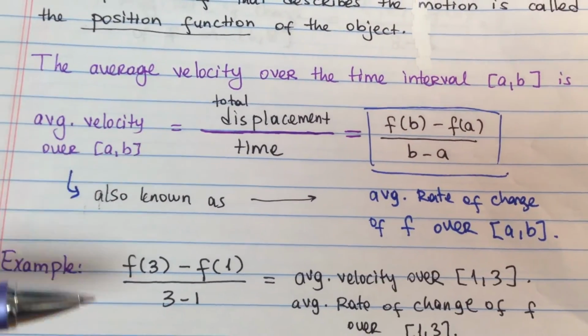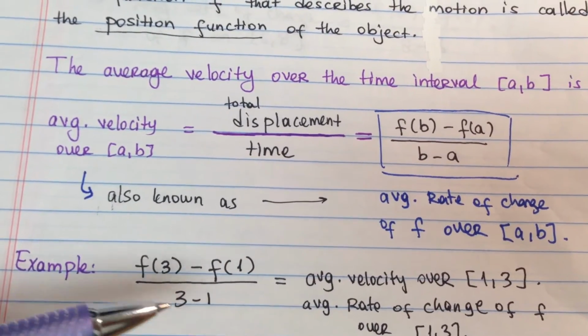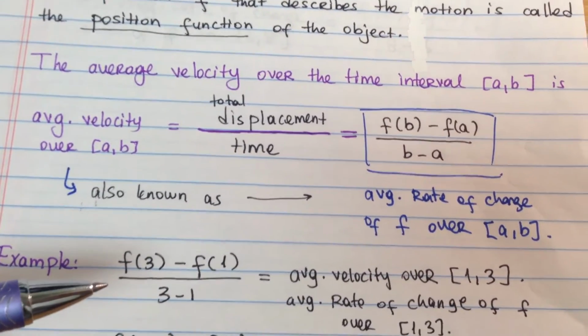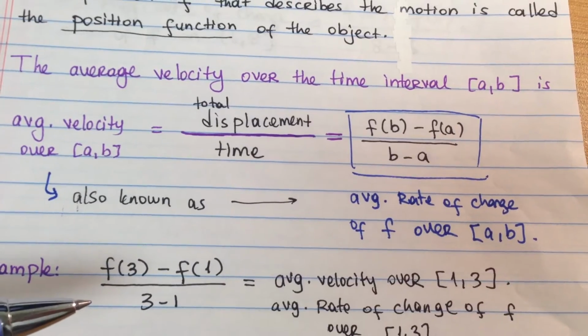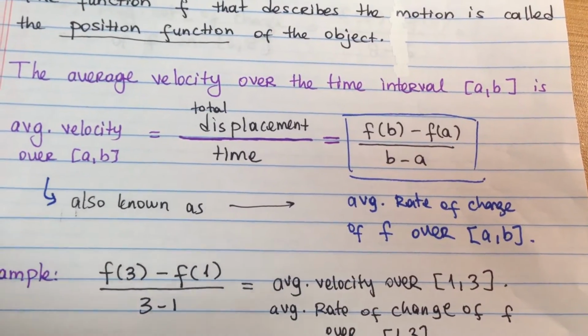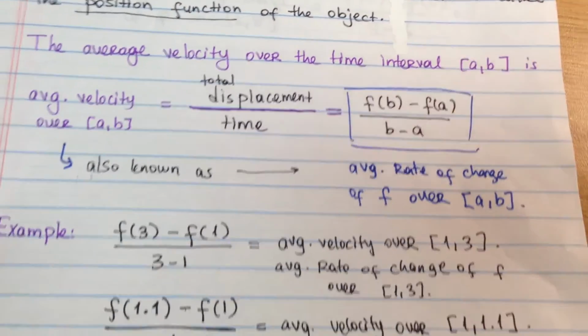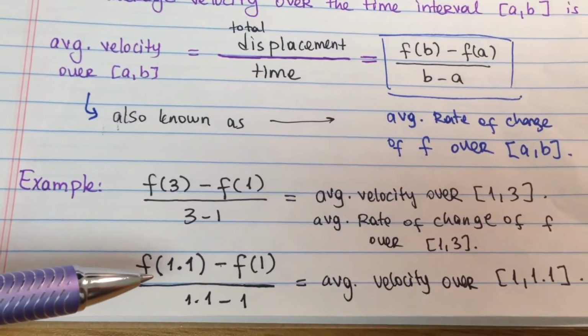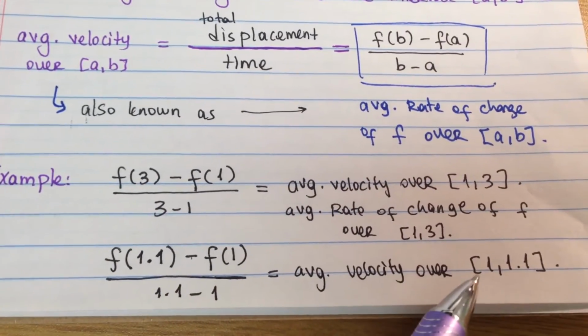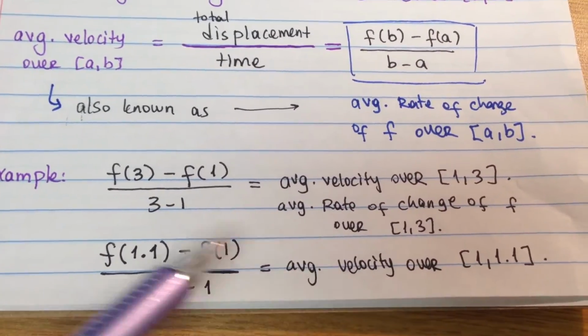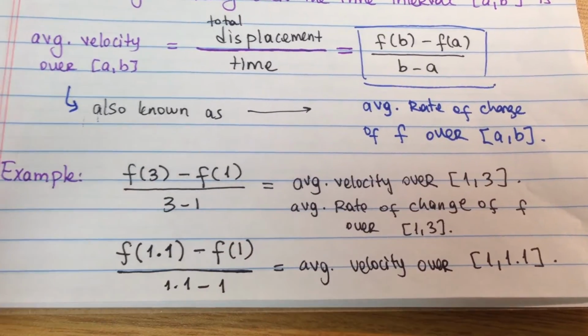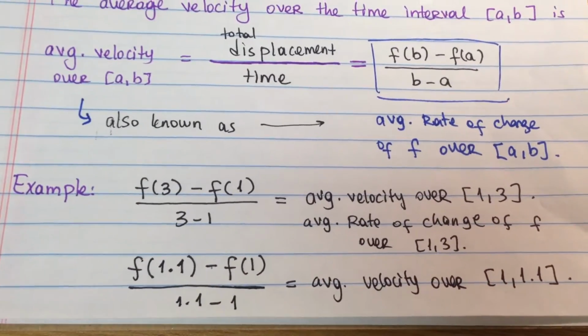So if I ask you what this quotient is, you will tell me that this is going to be the average velocity over the interval 1, 3, right? Between 1 and 3. And this next one here, your interval is shorter than this, right? But it computes still an average velocity over that interval.